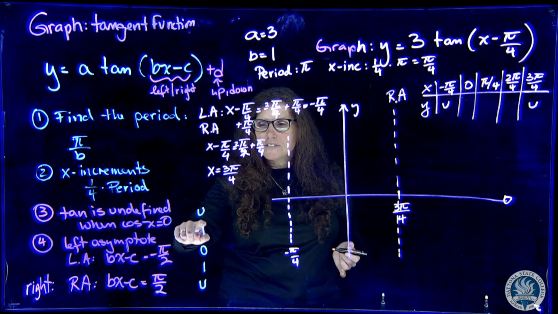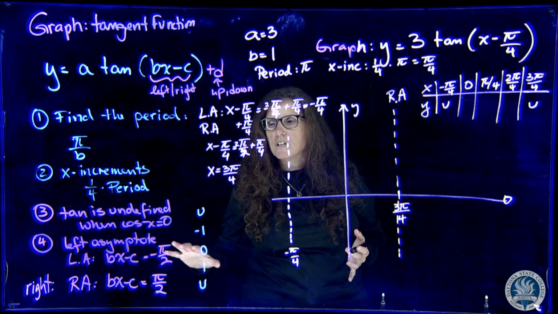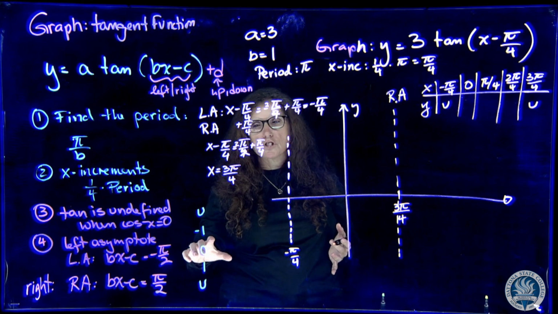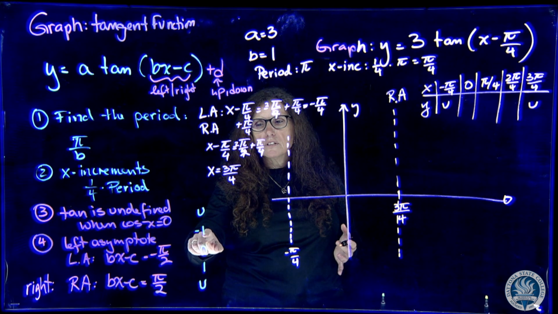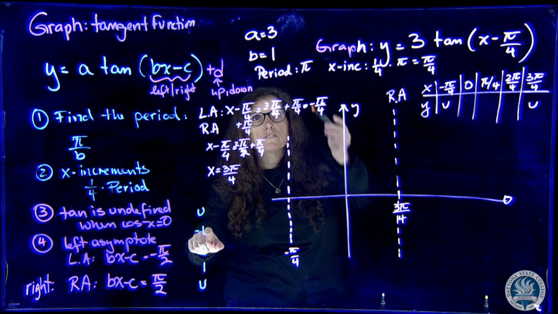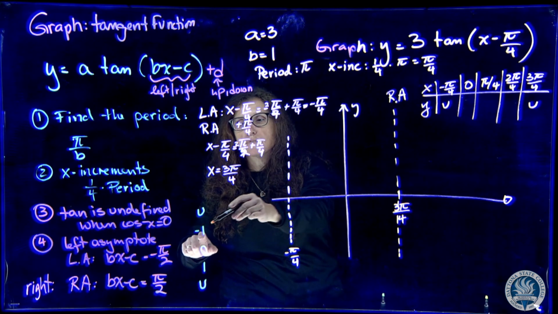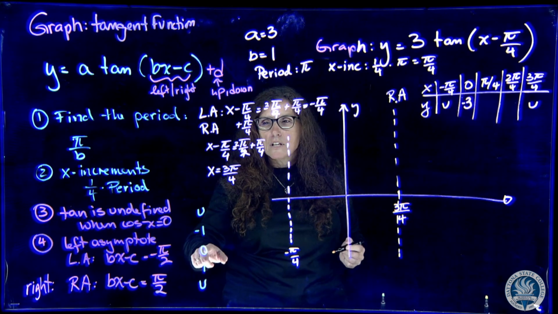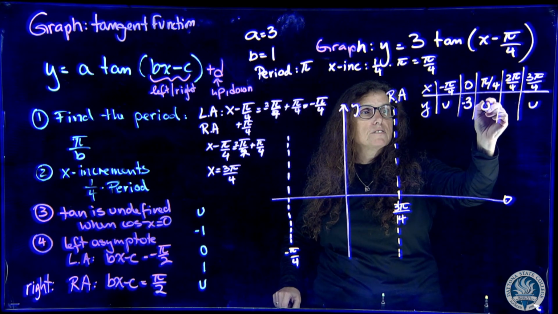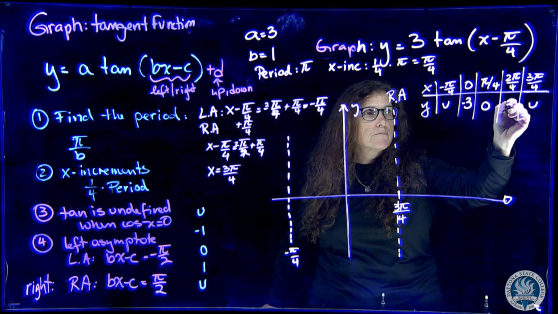What I have listed here are my basic y values for just the basic tangent of x function. We have our 2 asymptotes. Now the next point in the basic tan function is negative 1. However, since our a is 3, we're multiplying the a times negative 1. That gives me a y value of negative 3. 0 times 3 is 0. And then 1 times 3 is 3.